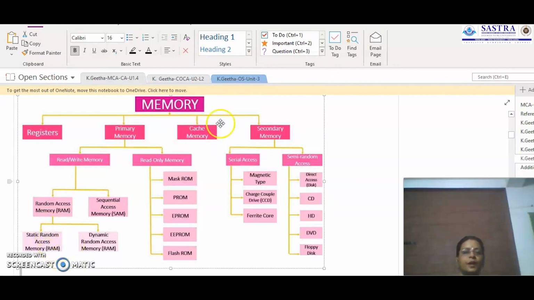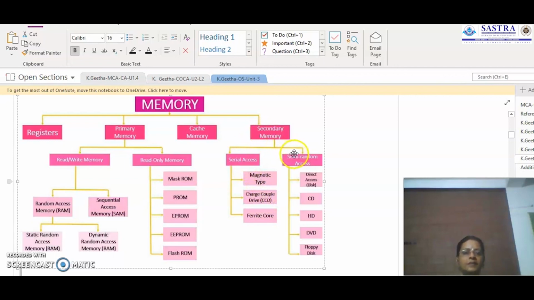Okay. Now coming to the secondary memory, again the secondary memory can be classified into two categories based on the access which we are going to do, whether it is going to permit serial access or it is going to be semi-random. So if you just identify what are the devices which are coming under the category serial access, you can look into this: the magnetic tape, the CCD charge coupled drive, and then the ferrite core. So all these type of storage devices will come under the category serial access under the secondary memory.